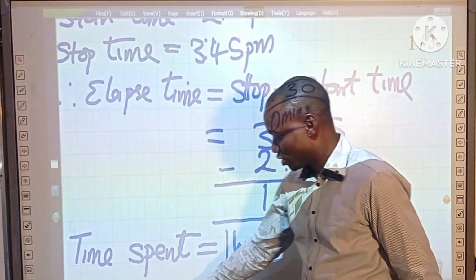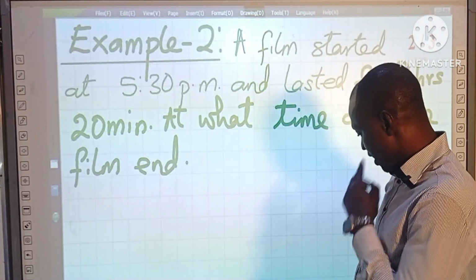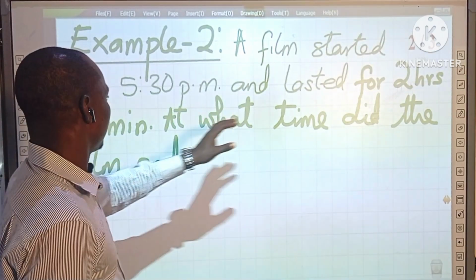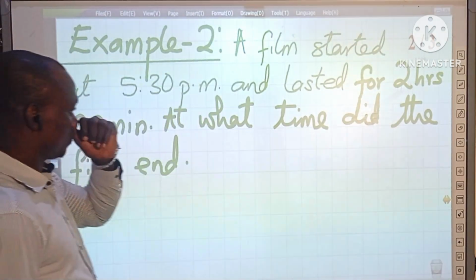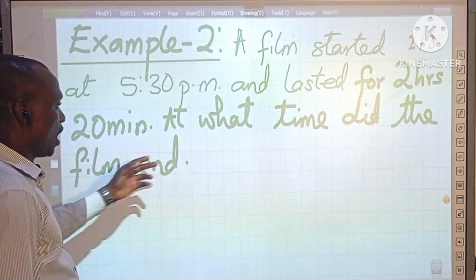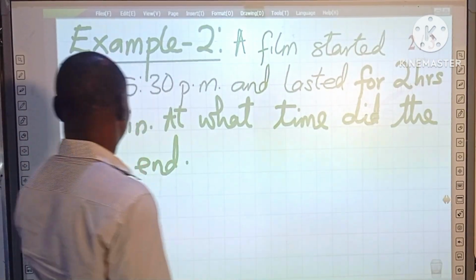Now let's go to the next question for today. In our second question for today, a film started at 5:30 p.m. and lasted for 2 hours 20 minutes. At what time did the film end?